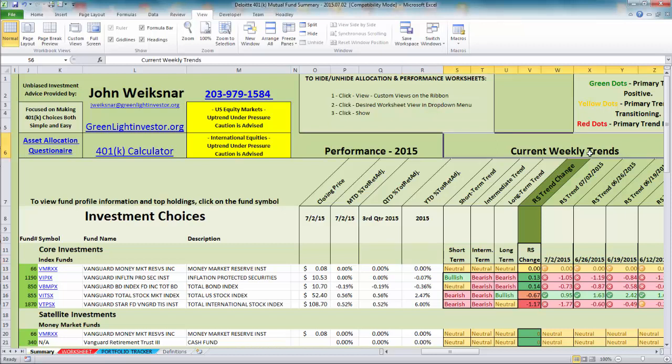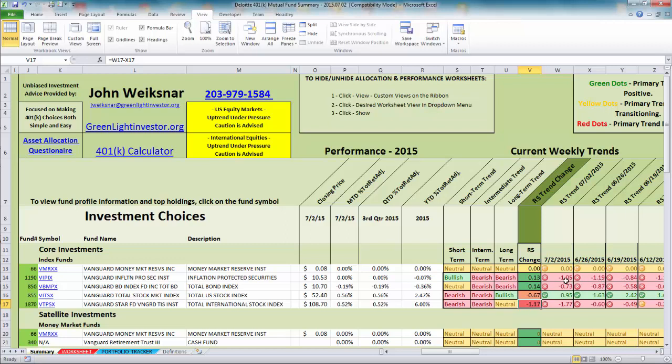And finally, we'll come to what I think is the most unique and useful section within this worksheet, and that's the current weekly trends. This is a relative strength section of the worksheet, and it'll help you find out which funds have been performing the strongest and which ones are the weakest. The focal point is column V on this worksheet. That shows the relative strength change on a week-over-week basis. When you're seeing the green cells, those have been the strongest performing funds on a week-over-week basis. And when you see the red cells, those will show the weaker performing funds on a week-over-week basis.